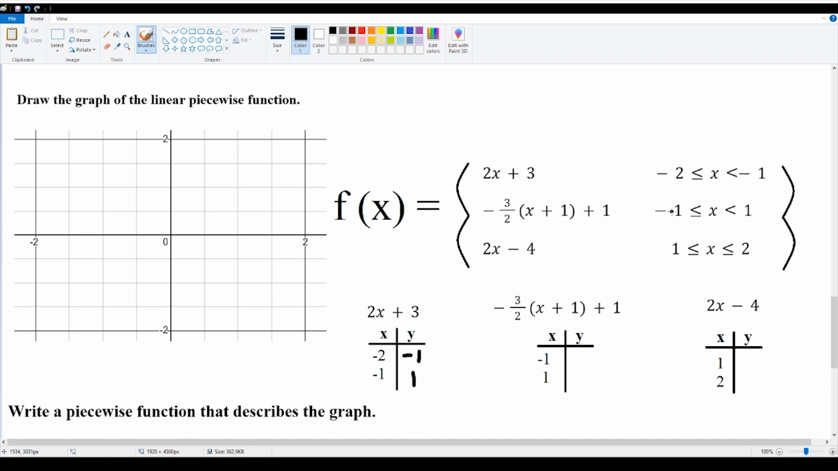Moving over to the second line, we're going to want to plug -1 and +1 into this equation. This gives us coordinates of -1, 1, and 1, -2. For our last line, 2x minus 4, we want to plug in 1 and 2 to this, so we'll put them in for x, and we will get -2 and 0 for our y. So now we have all our coordinates. We want to draw in our dots here.